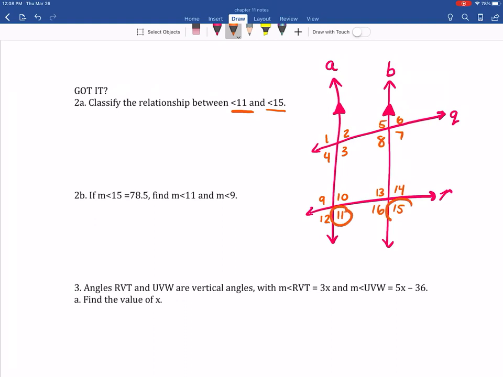Well, 11 and 15 are both down at the bottom. So with my hand, I would cover up the top part of the picture. I would cover up line Q and everything above it. So 11 and 15. If I'm looking at those, let's first figure out if they're interior or exterior. Well, 11 is inside because it's between A and B. It's between my parallel lines. It would be interior. 15 is outside A and B, outside my parallel lines, so it would be exterior.